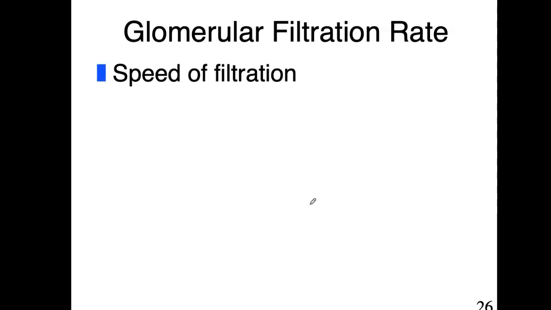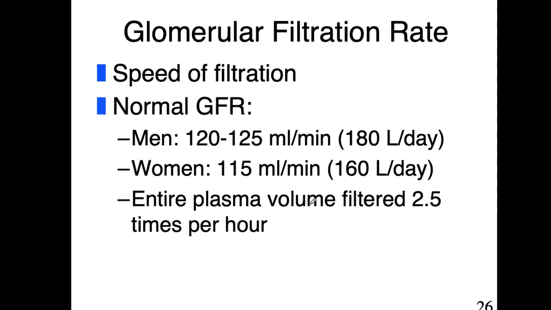So what we want to look at, I'm going to stop soon and leave this for the next video, is glomerular filtration rate. So GFR is your glomerular filtration rate. You want to know what the speed of that is. You want to know if you're adequately filtering. And we know that those normal values in men are about 120 to 125 mLs per minute, and in females and women about 115, making it about 160 liters a day.